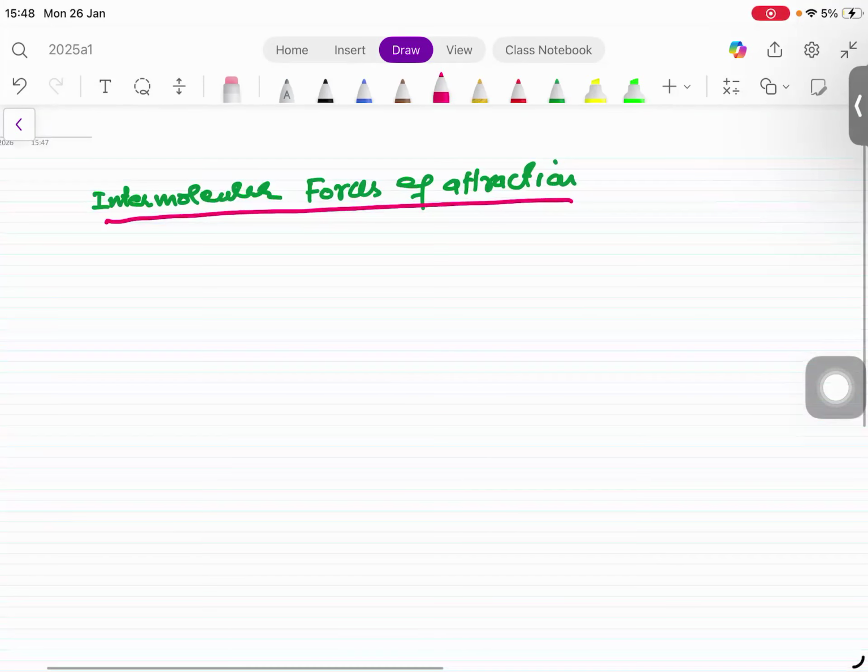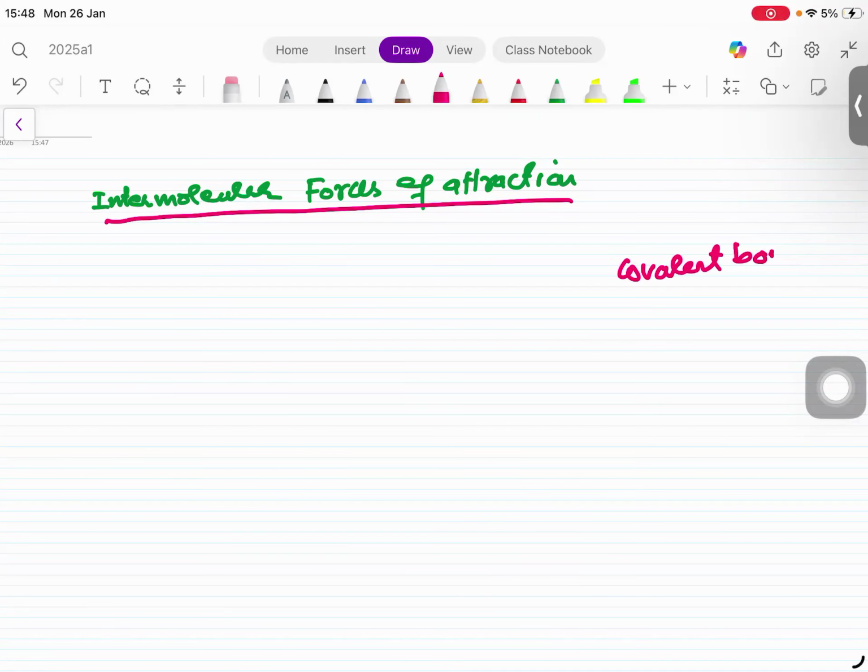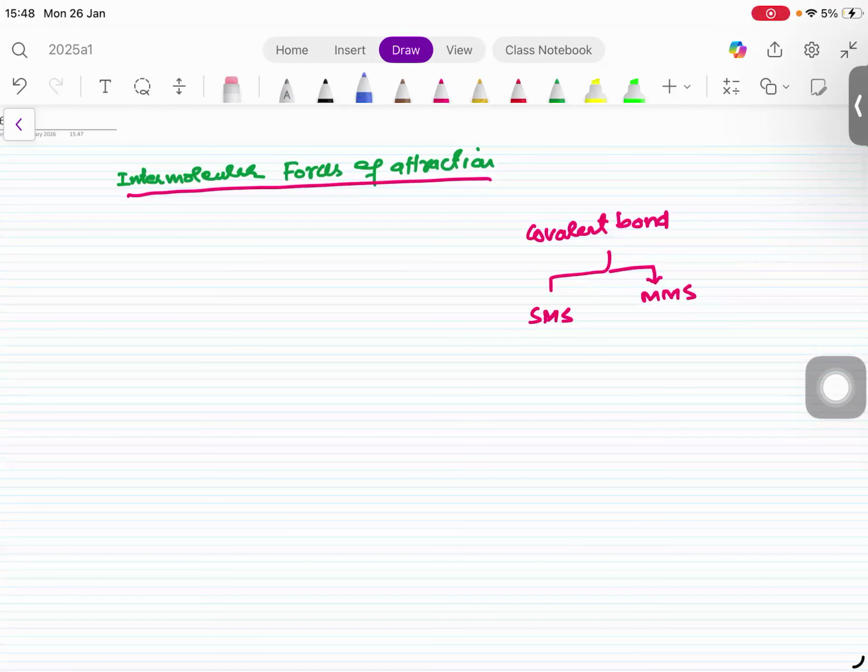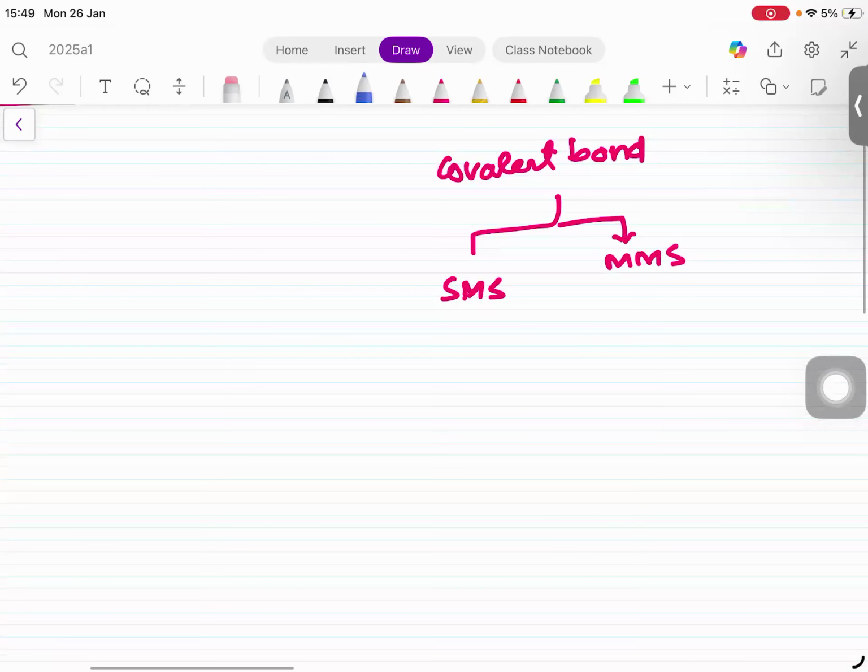A covalent bond. And whenever there's a covalent bond, we know that there are two types of structure. One is simple molecular structure, and the other one is macromolecular structure, or giant molecular, you can also call it. So we are just doing this thing still.